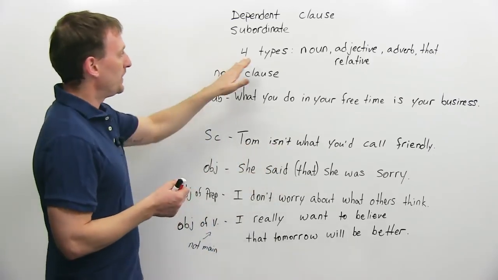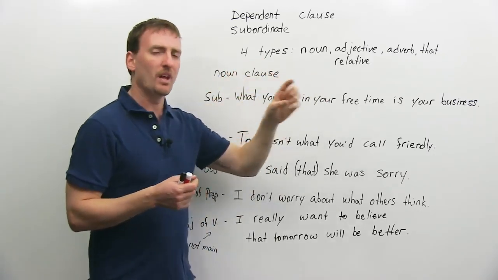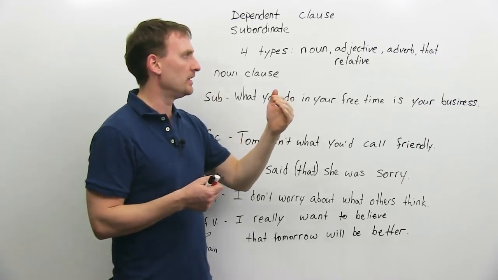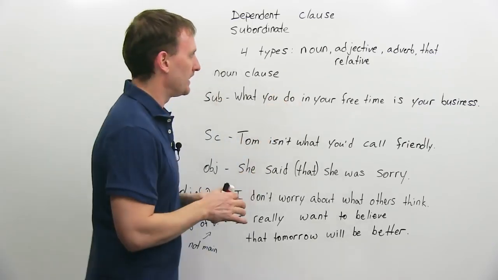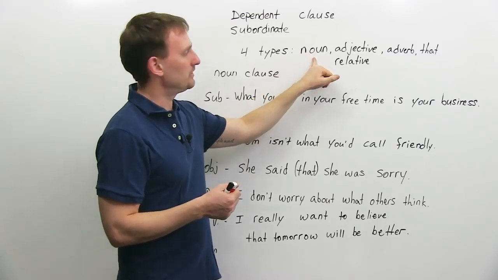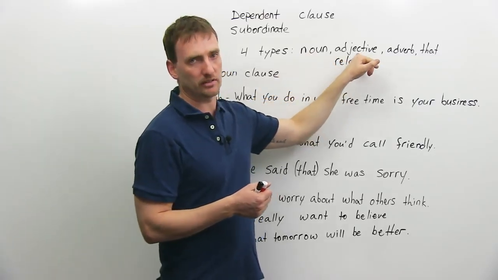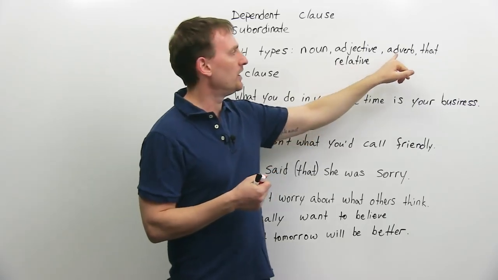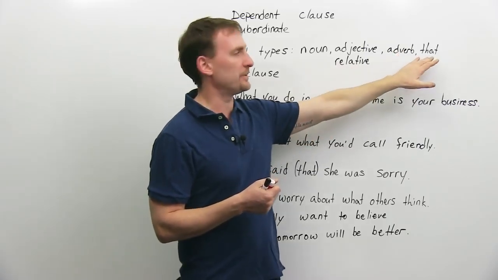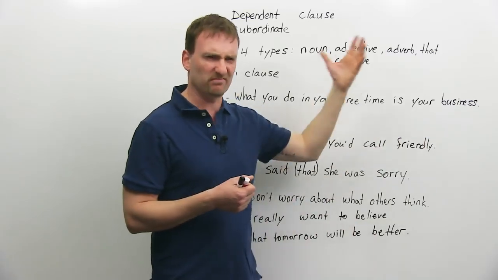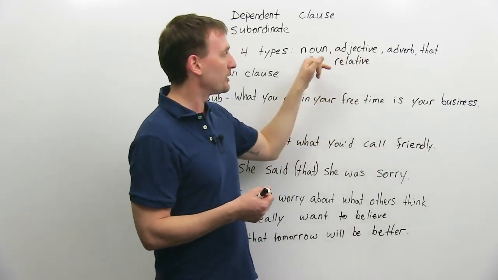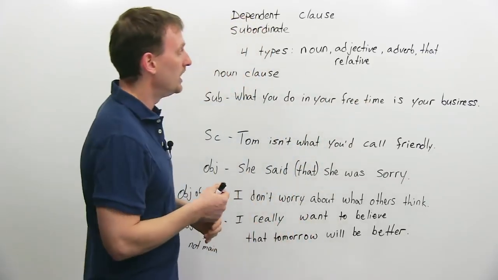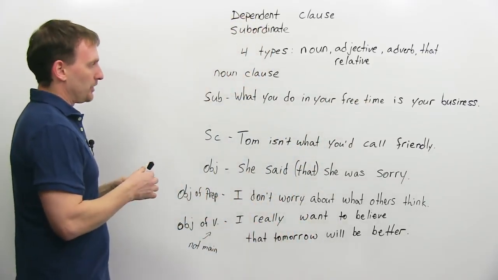Okay, we have basically four types. Technically, we think of three types, but there's one extra one that we're going to look at today. We have noun clauses, we have adjective clauses. Adjective clauses are also called relative clauses. We have adverb clauses, and we have something called a that clause, which is really none of these three. It's closest to the noun clause, but it doesn't function like a noun clause. We're going to start with the noun clause then.